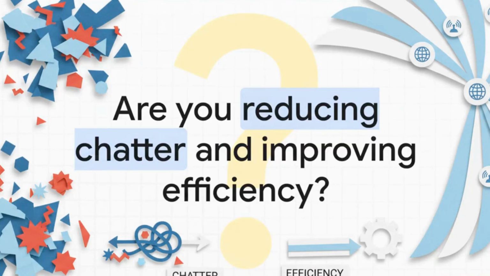So here's my question for you. Are you effectively reducing chatter and actually improving efficiency in your own systems? Next time you're looking at a network topology, I want you to try and spot the physical clash zones and the logical congestion zones. It's like a giant puzzle once you know what to look for.